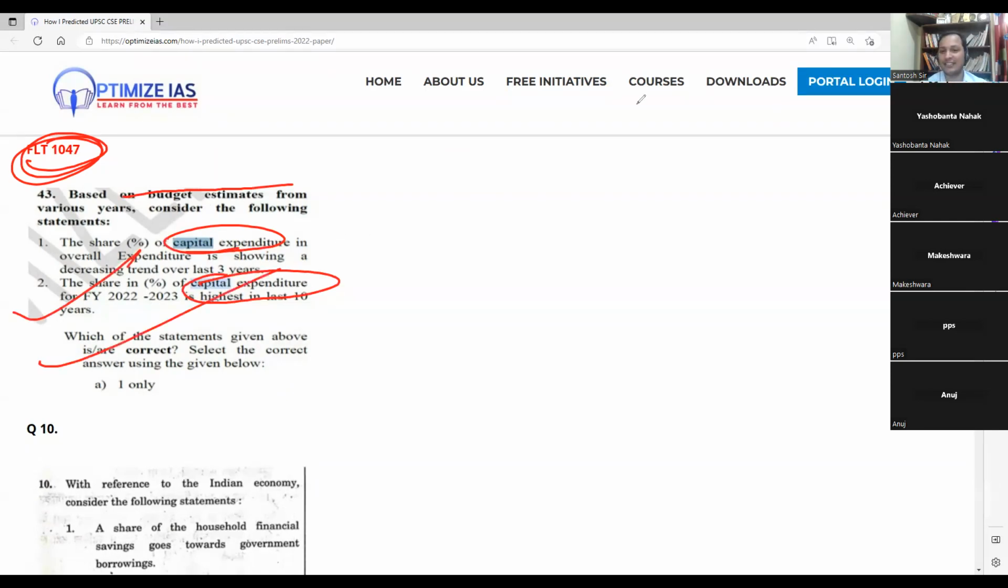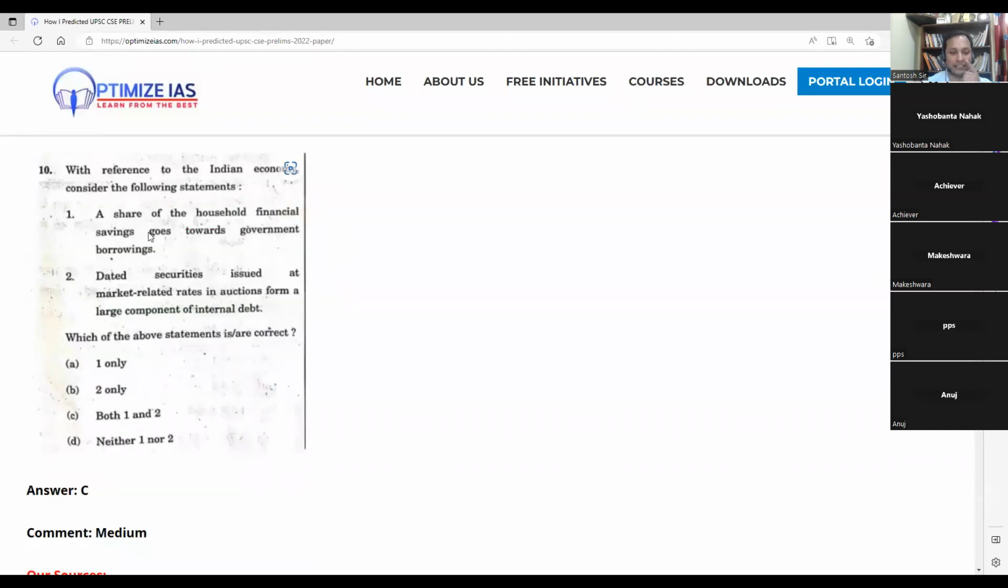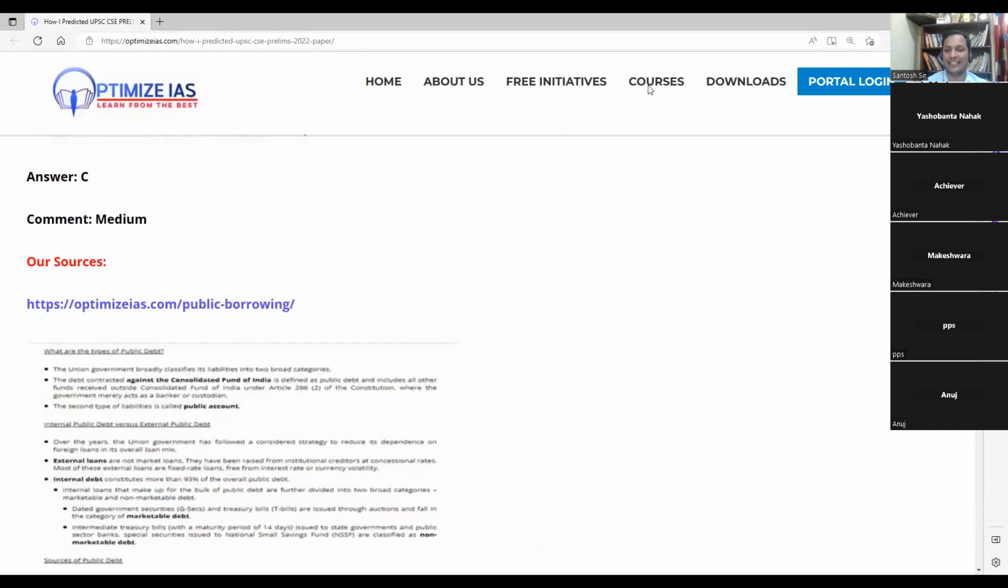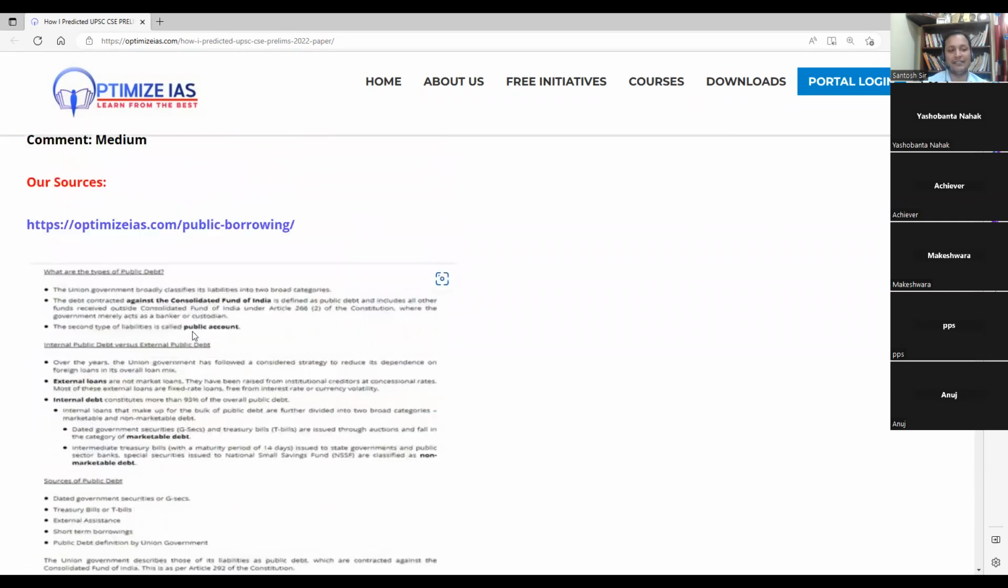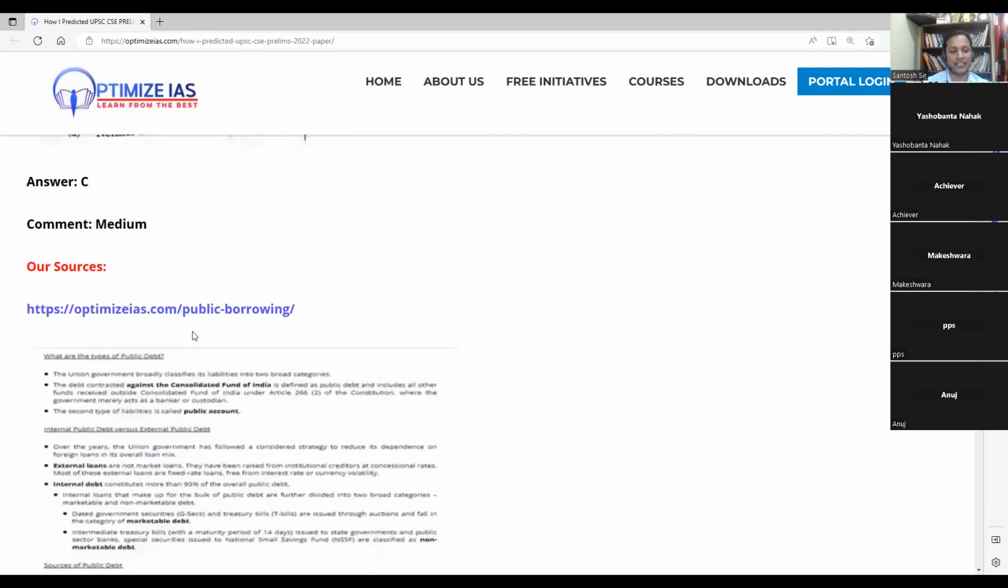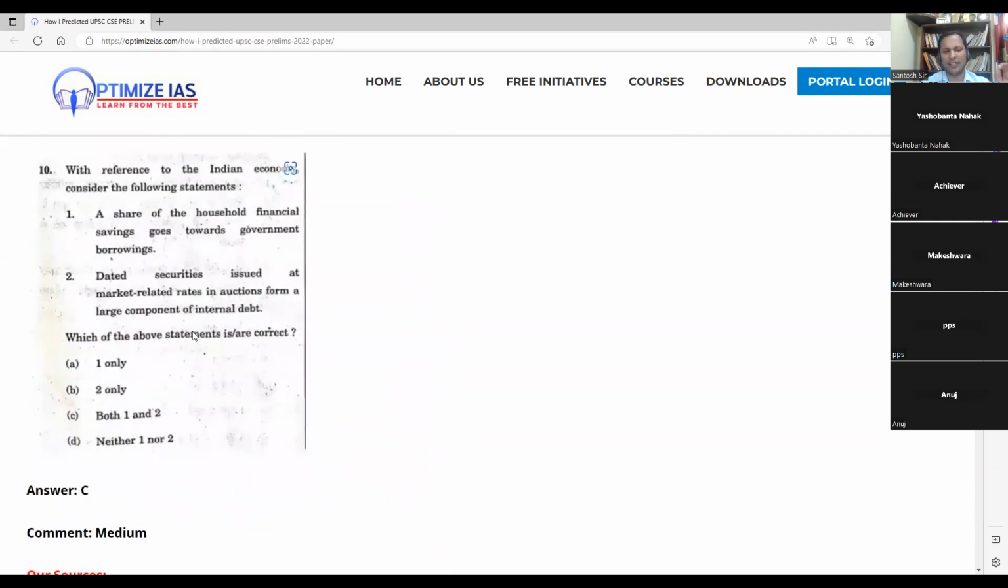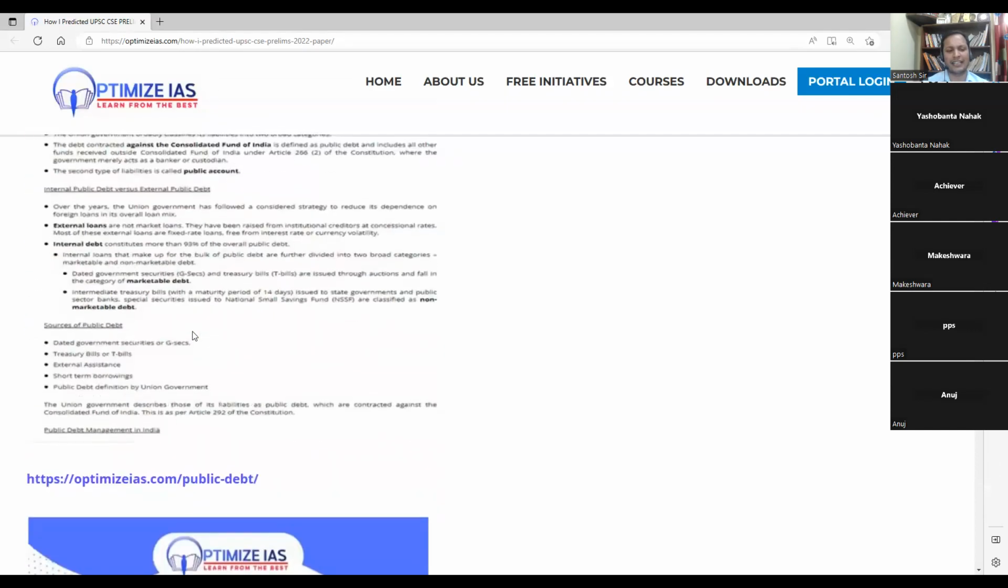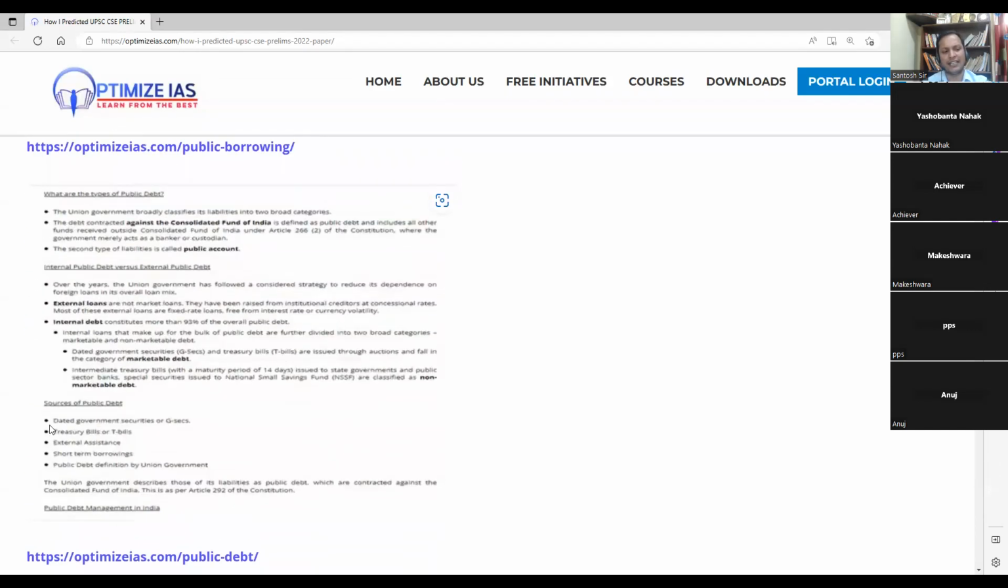Okay, guys, you can see here. Let us move on. Then you see government debt. Again, very important. We have covered government debt in our sources very beautifully. Government debt: external debt, internal debt, how much is coming from where, what is the percentage of internal debt, what is the percentage of external debt. Exactly we have covered. You can see here a very basic question on debt, and it is directly from the sources on public debt. Exactly we have covered. This is dated government securities.